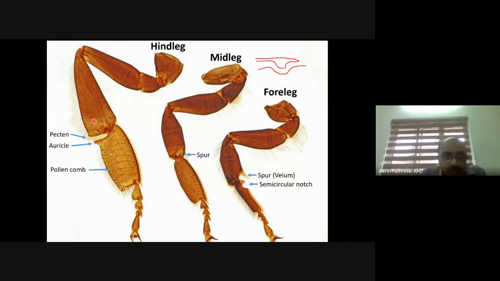And the tibia is having a groove-like structure on the outer surface of the leg. That groove-like structure on the outer surface of the tibia is used for holding the pollen grains while the honeybees fly back towards the comb.